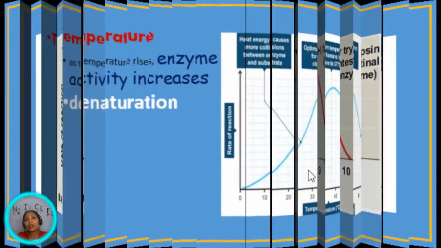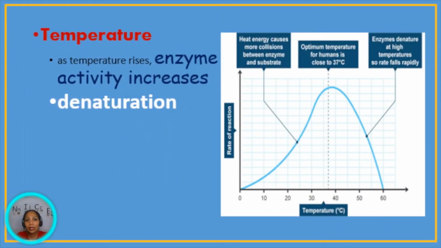Temperature is also important. Enzyme action generally speeds up as the temperature climbs because reactants have more kinetic energy at higher temperature. In this graph, human enzymes work fastest at the temperature of 37 degrees Celsius. However, if an enzyme gets too hot, more than the optimum temperature, it rapidly denatures and can no longer function.